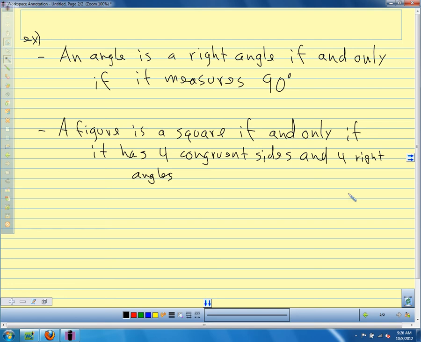If a figure is a square, then it has four congruent sides and four right angles, and we can turn it around. If a figure has four congruent sides and four right angles, then it is a square. So we can say it both ways, and it's true both ways.